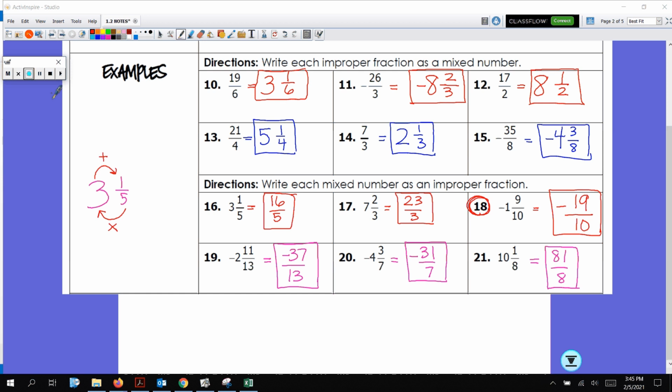This is a lot easier, I think, than converting an improper fraction to a mixed number, but that's just my opinion. All right, so now we're going to flip the page over, and we're going to talk about converting fractions, decimals, and percents.